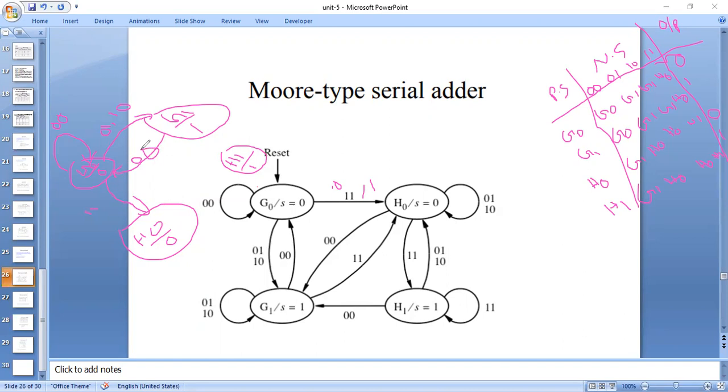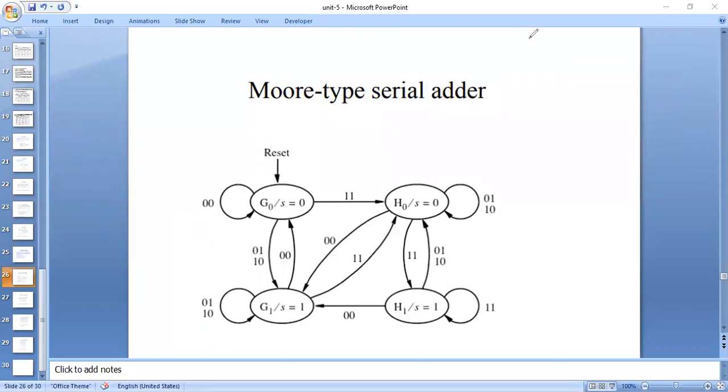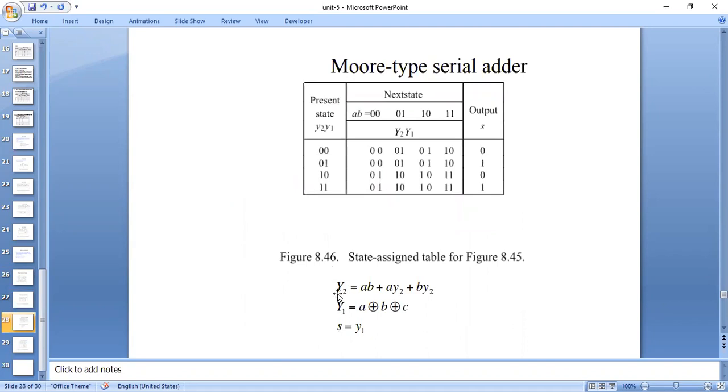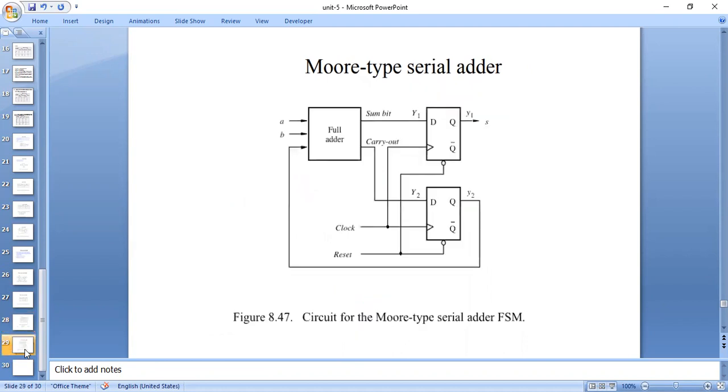So simply, you can convert the Mealy machine into a Moore machine. If you know the Mealy machine, you can convert that Mealy machine into a Moore machine. So this one is the serial adder in Mealy and Moore. From this state diagram, again you have to draw the state table, and from that state table you have to derive the expressions, and after that you have to draw the logic diagram using flip-flops.